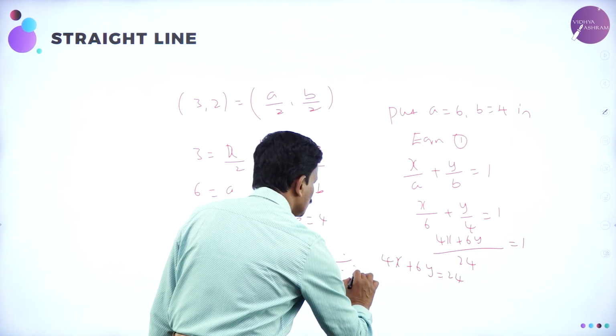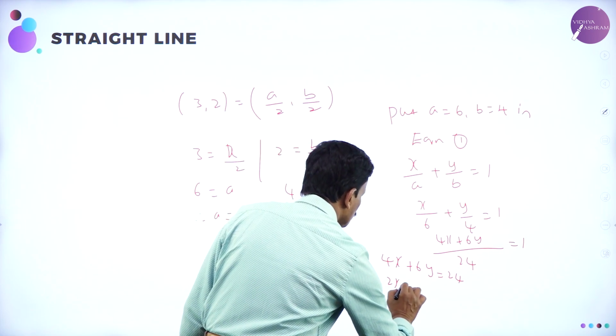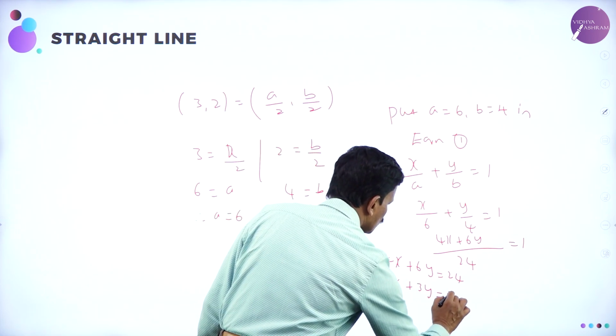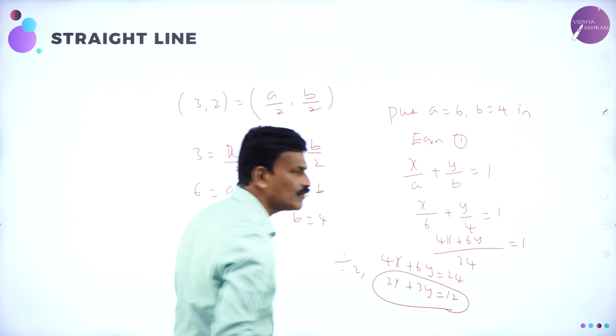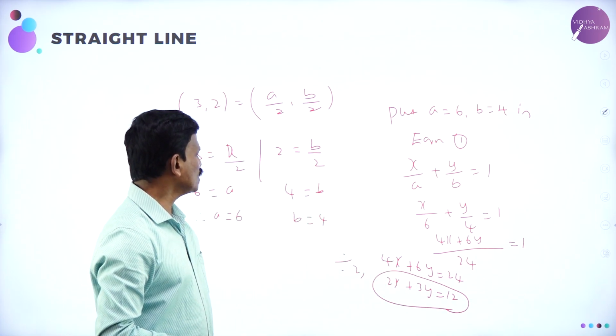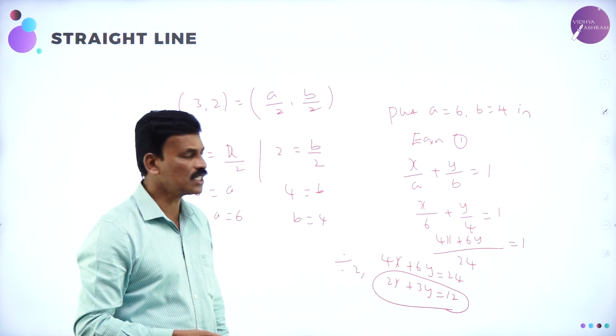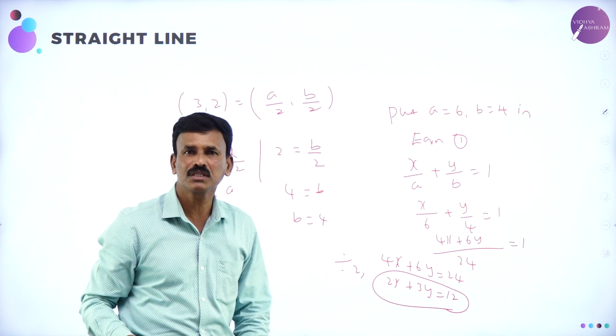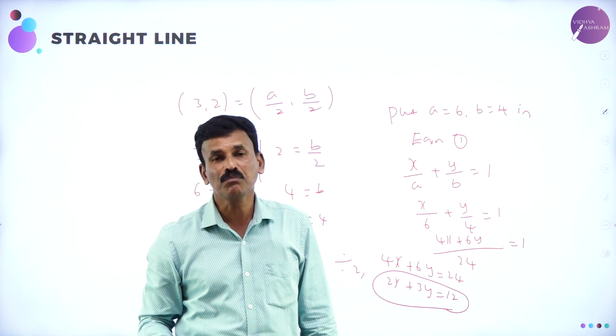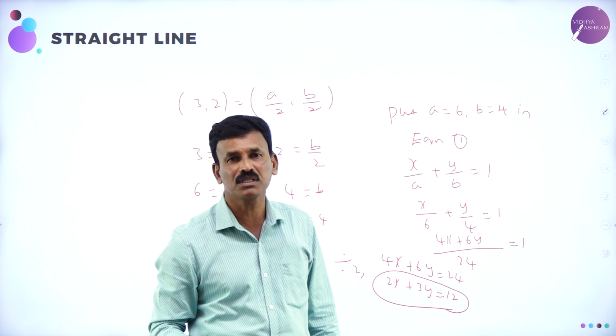Divide by 2. If you divide by 2, this is 2x plus 3y is equal to 12, which is the required equation of the line. So therefore, the equation of the line is 2x plus 3y is equal to 12. That's it. Hope you followed. Very simple and important problem for the point of examination, right?